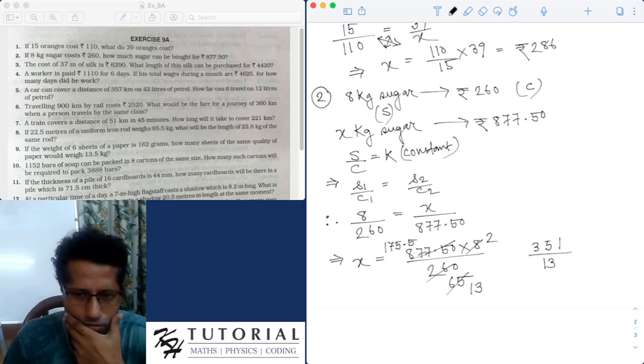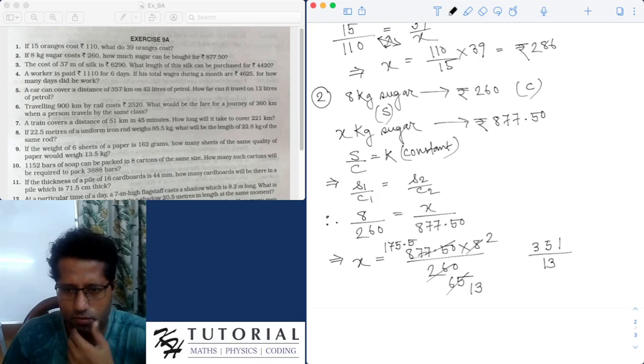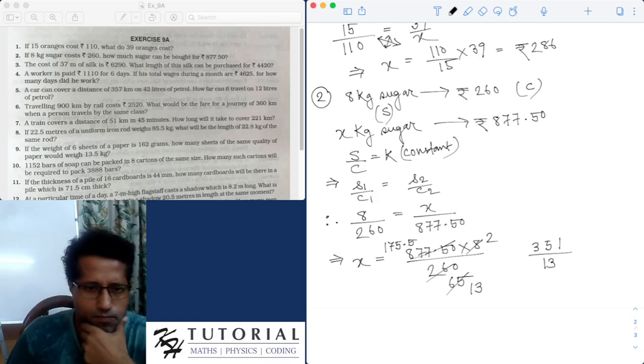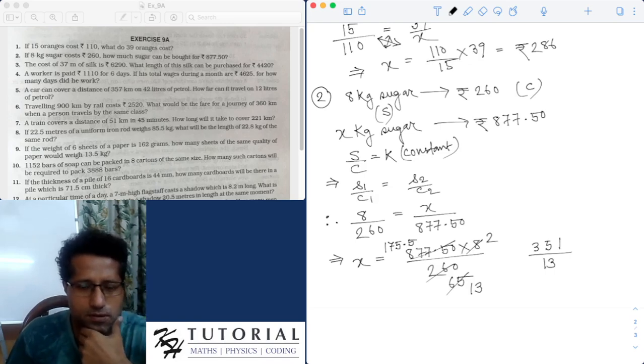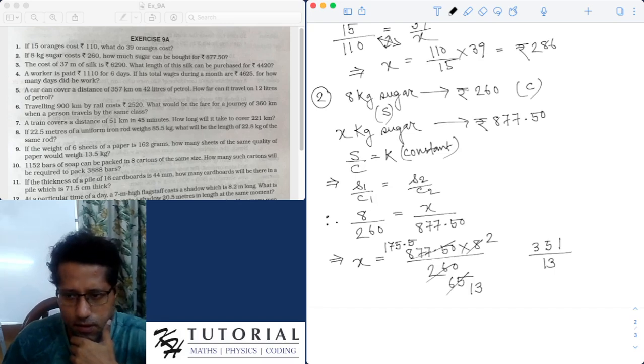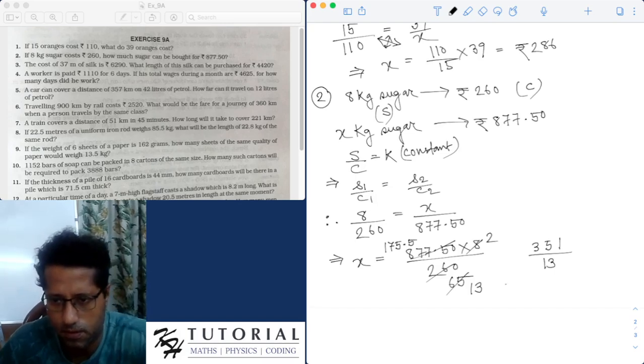I might do some calculation mistake. If I am doing any calculation mistake, please do let me know in the comment section. I will appreciate that because I am prone to make mistakes. I will not really focus on calculation mistakes and finding the answer to be incorrect. I am just focusing on the process and the concepts and how you will apply the concepts to solve the problem. So now x is 351 by 13.